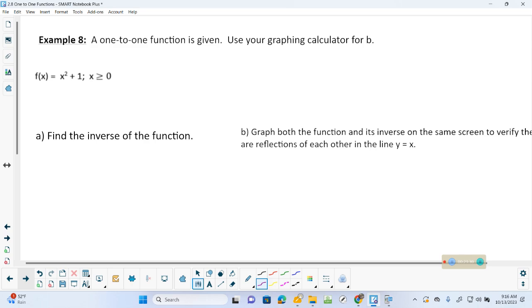One-to-one functions given. Use your graphing calculator for part B. Okay, all right. Find the inverse of the function. Well, I know, you're shocked. I'm going to say it again. We're going to switch x and y. So let's put x equals, sorry. I'm not going to rewrite it y equals style. We're past that. We can handle it.